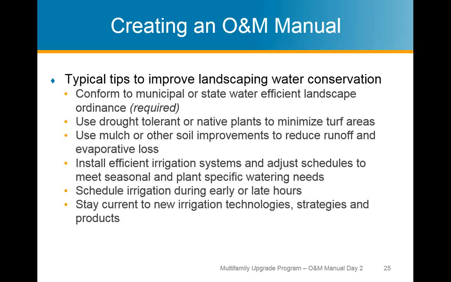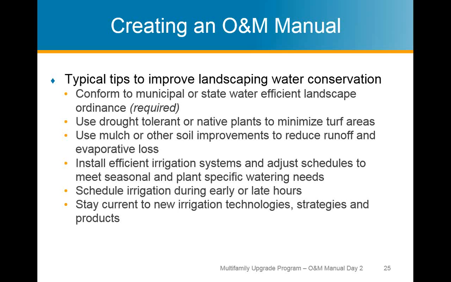And then 2 and 3, using drought-tolerant or native plants and using mulch or other soil improvements to reduce runoff and evaporative loss. Those are huge, huge topics for California. I would imagine everybody on the line has heard of that either for their commercial properties or for their homes, or at least in their neighborhood. They're seeing a lot of houses do that type of thing, taking out the lawn, putting in the native drought-tolerant landscaping. It's a big movement, and there may or may not be subsidies available to help pay for that transition if your building does not have drought-tolerant landscaping.